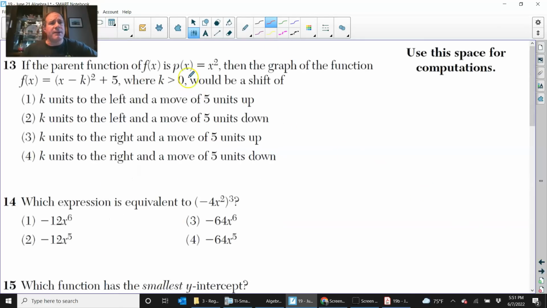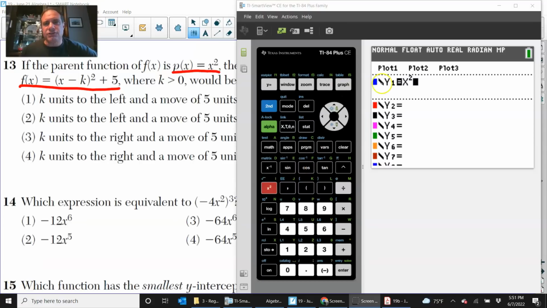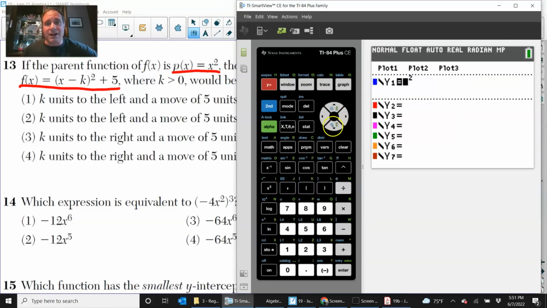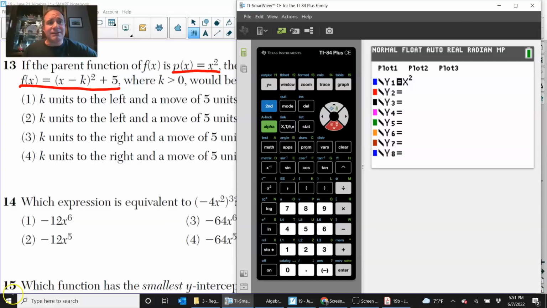All right, number 13. If the parent function of f of x is p of x equals x squared, and then this is the other function, f of x, they want to know what the shift would be. All right. So we're looking for a transformation. The first thing that you do is put the parent function of x squared into your calculator. You don't really have to press graph, but that's what the parent function will look like. Right. Then you go to y equals again, and you get ready to put the next one in.